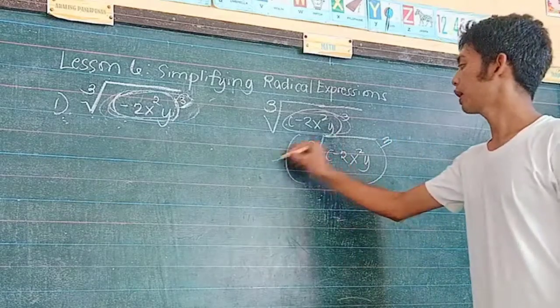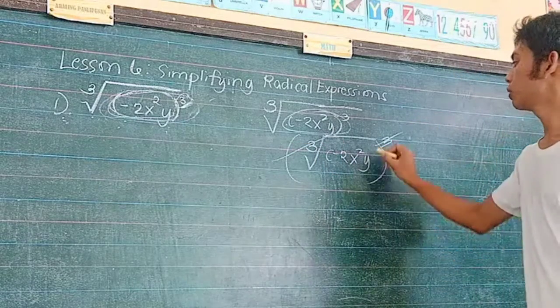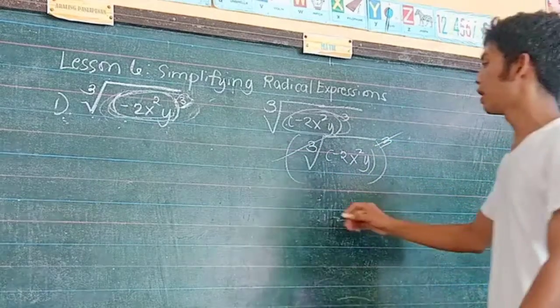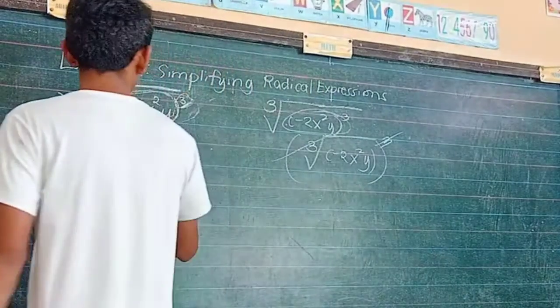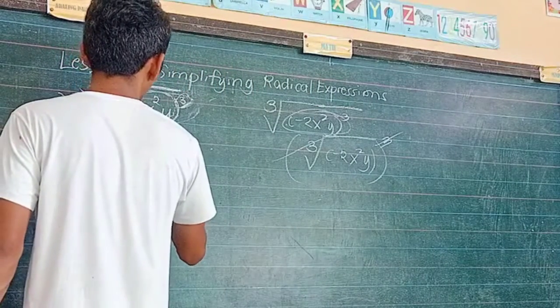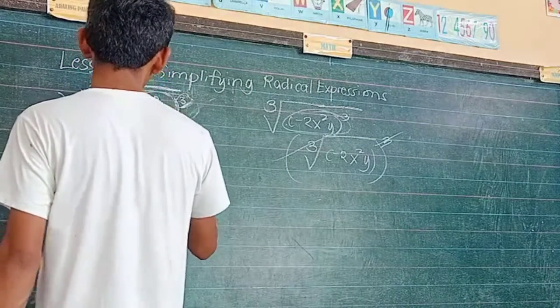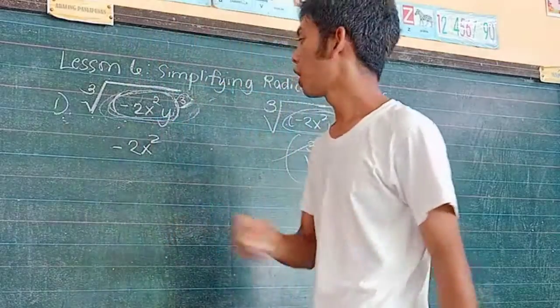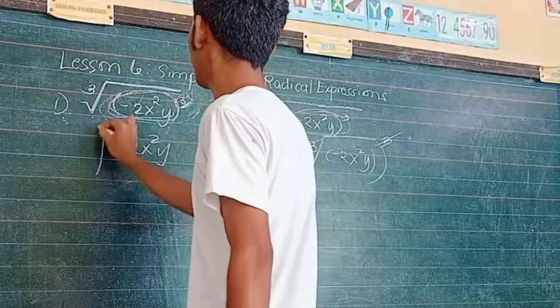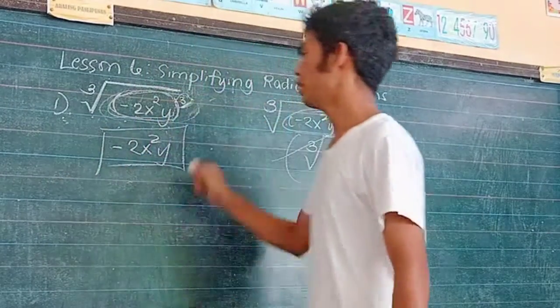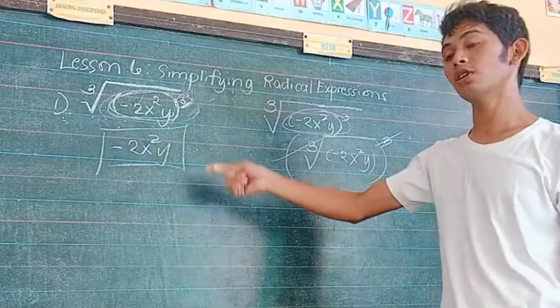So cancel. So the final answer would be negative 2x squared y. Mao na siya ang final answer. So sayon na lang, no?